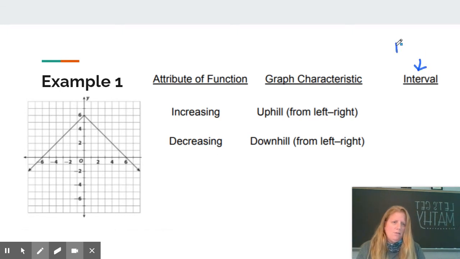So in the past, students have been a little confused about whether to write the x values or the y values. Your answers here will always come from the domain, which is again the set of x values. So if we look at this graph, we can see that the function is going uphill. So again, going up from left to right. From up, we see an arrow.